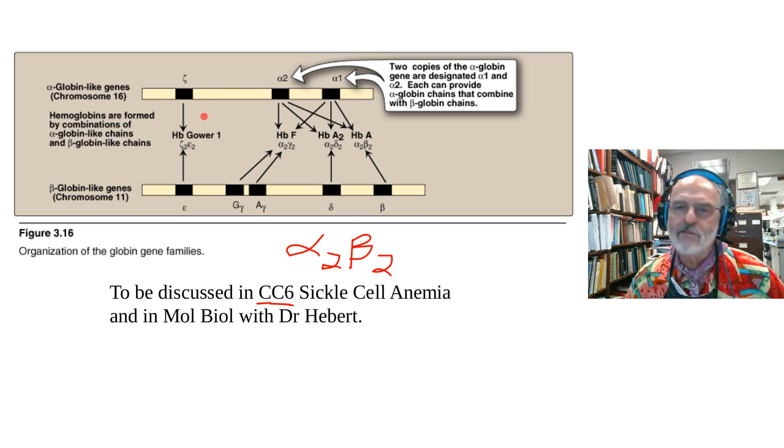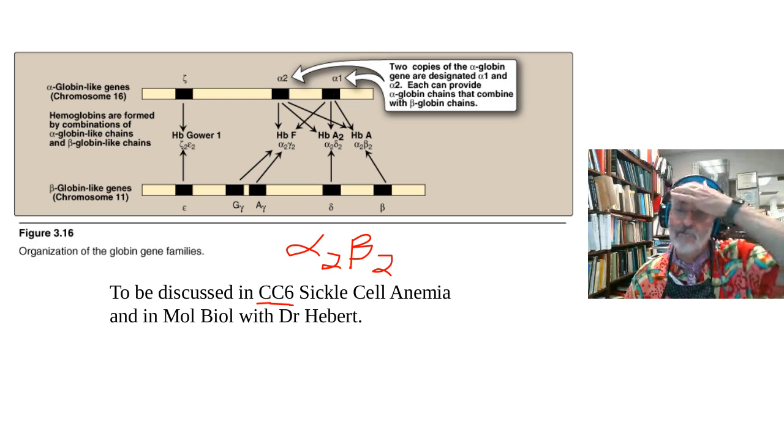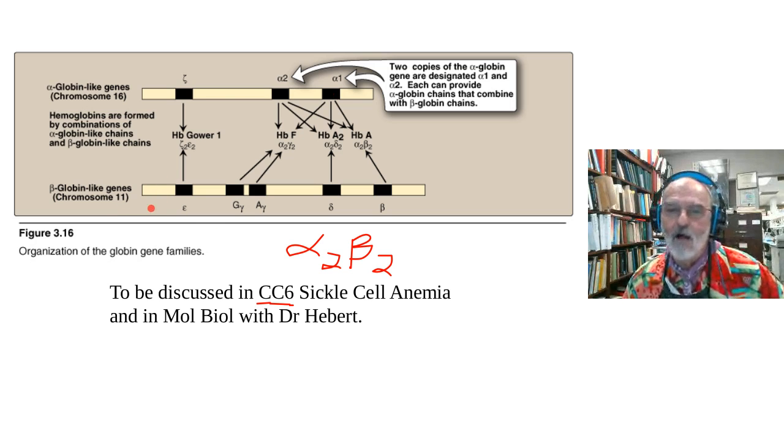There's a fetal form of alpha, and then there are 2 alpha genes on chromosome 16. Okay, we're diploid, so that means there are 2 copies of alpha 2 and 2 copies of alpha 1. The beta chains reside on chromosome 11. There's a fetal form or an embryonic form.